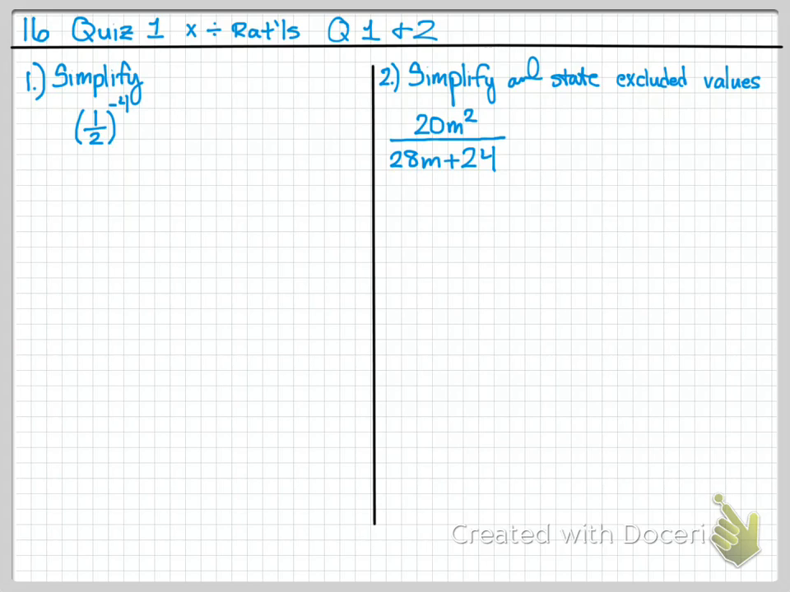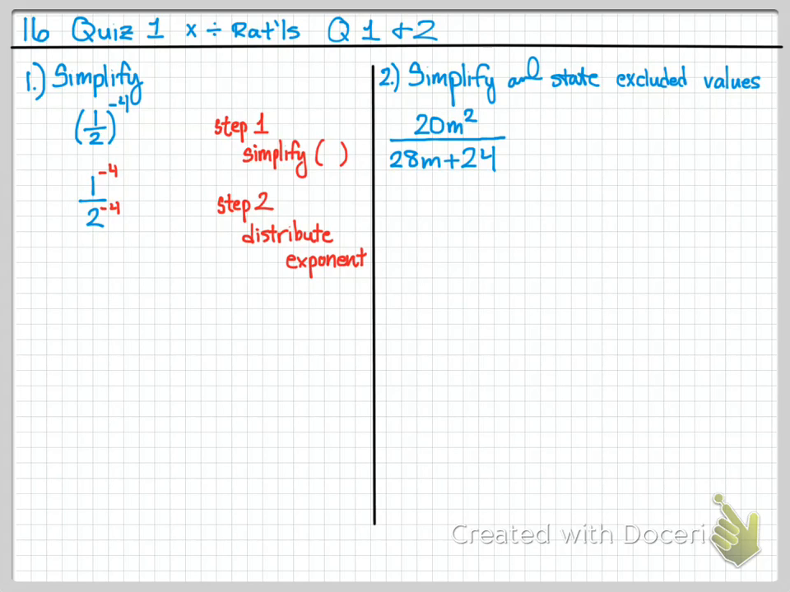Let's take a look at number 1. We need to simplify that fraction, or similar to a rational expression, and it has a negative exponent. So what we need to do is, step 1, let's simplify the parentheses. If you look inside the parentheses, it's 1 divided by 2. There's nothing to move, nothing to cancel, nothing to factor. So we're already good. Step 1 is kind of done for us already. Step 2, since we have a fraction, let's distribute the exponent to each piece, the numerator and the denominator. So you get 1 to the negative 4 and 2 to the negative 4. Bam. So that's how you distribute the exponent there.